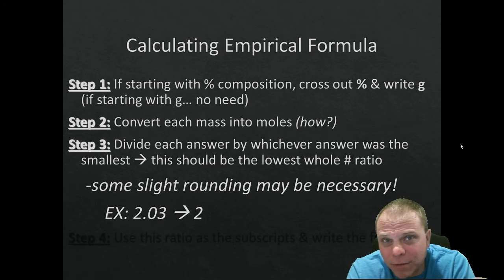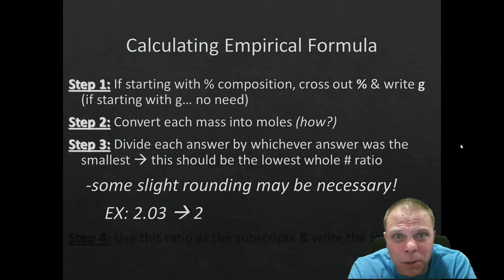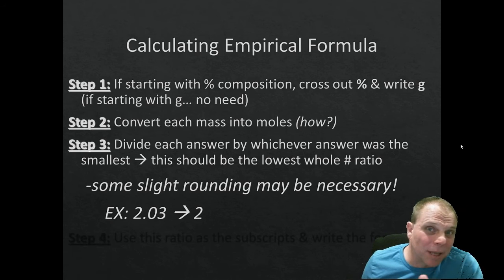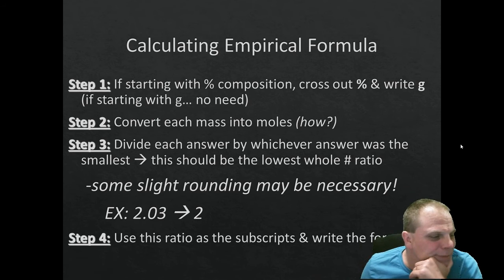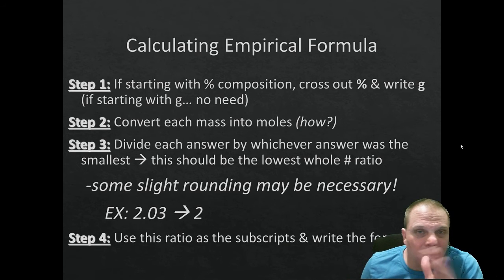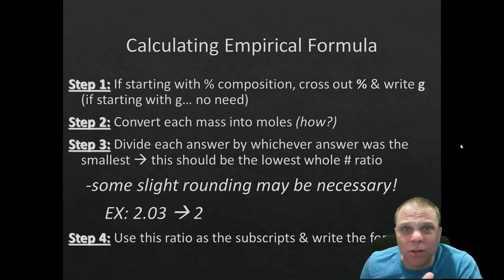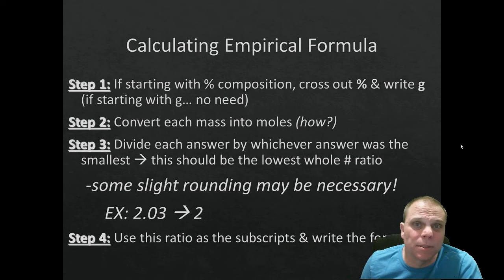And the types of problems that we're going to give you, it's not going to be too hard to figure out. If we want you to do something and not round it, it's going to be like 2.25 or something like that, and then you wouldn't round it. Step 4, you're going to use that ratio that you get from all of these, make those ratio numbers the actual subscripts for that formula, and then you're just going to write the formula.